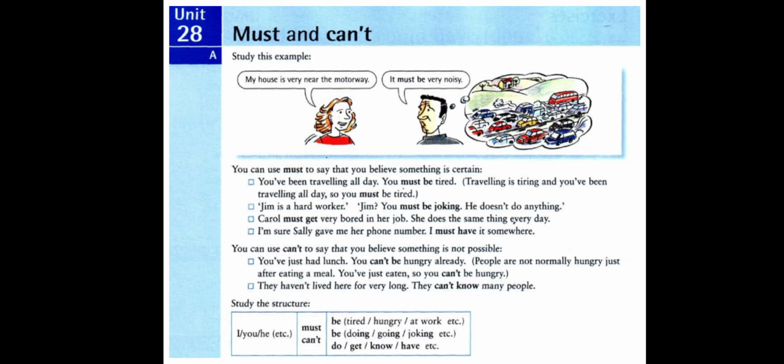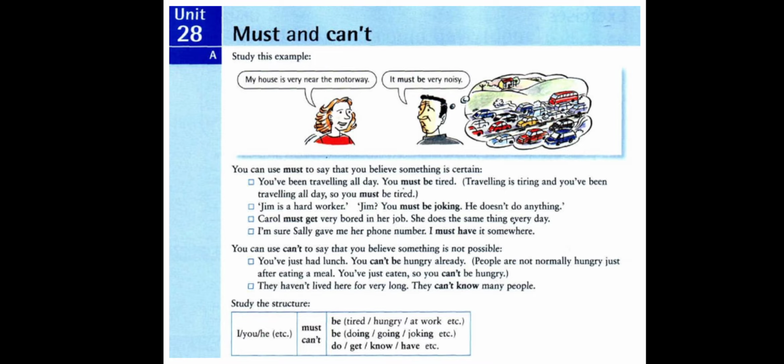Must plus the base form of are, so it becomes be. So he says, you must be joking. He doesn't do anything. And this is present inference.